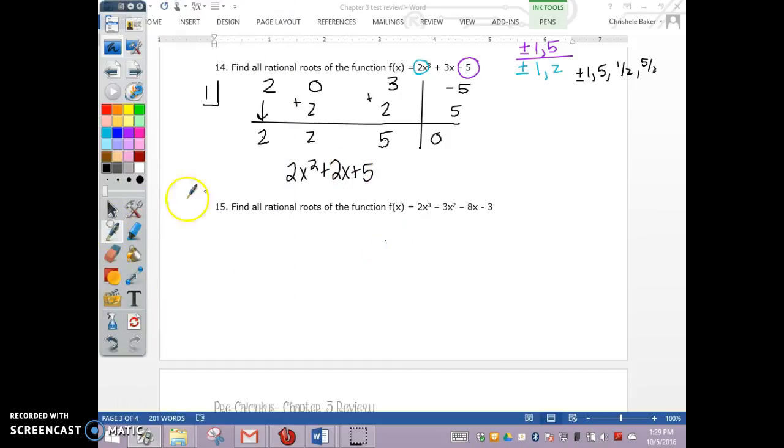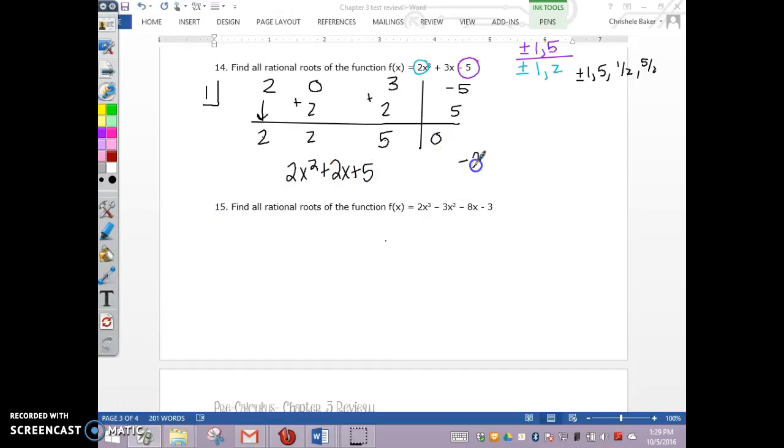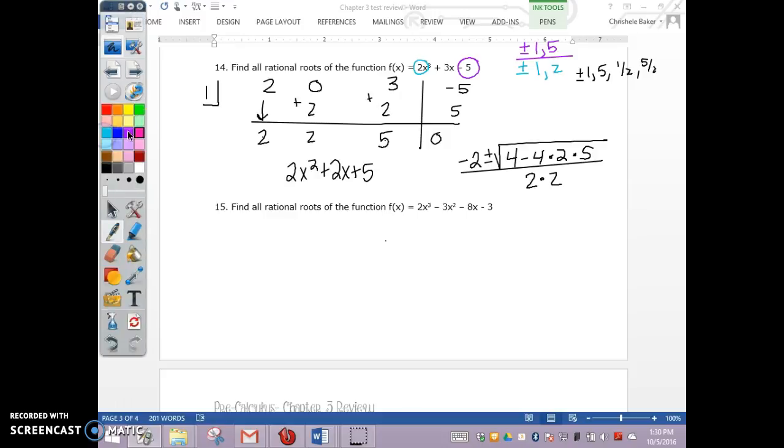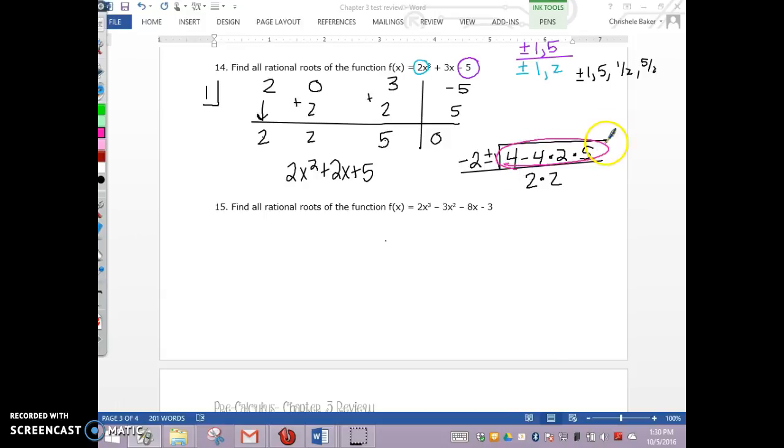All right, I've got to do the quadratic formula here. x equals negative b plus or minus the square root of b squared minus 4ac, all over 2a. All right, here's why I couldn't factor it. Look at my discriminant. It is negative. Underneath the radical is a negative number, which means that 1 is actually the only rational root.